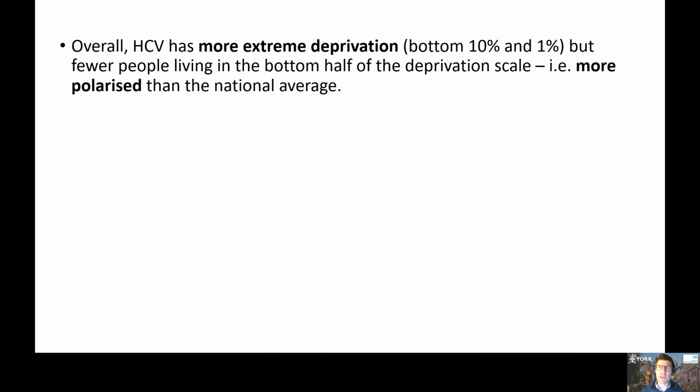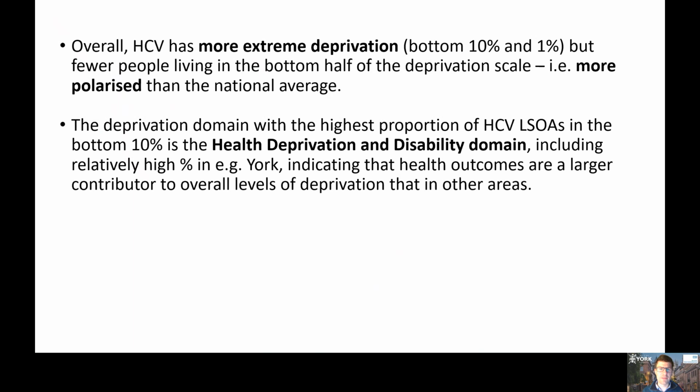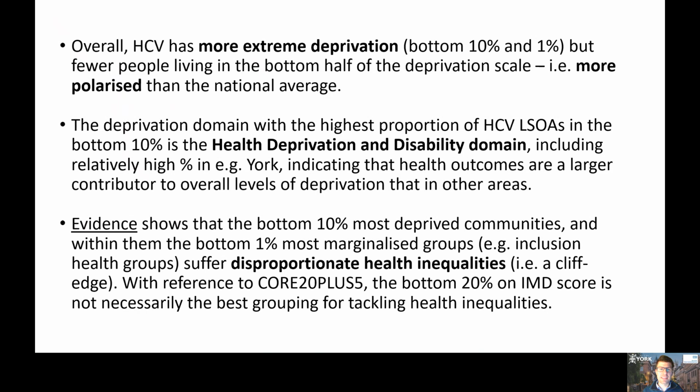Overall, we can conclude that Humber Coast and Vale has more extreme deprivation, in the bottom 10% and 1%, but fewer people living in the bottom half of deprivation. So we're more polarised than the national average. The deprivation domain with the highest proportion is, as noted, the health, deprivation and disability domain. So we may be seeing there that health outcomes are a larger contributor to overall level of deprivation than in other integrated care systems.